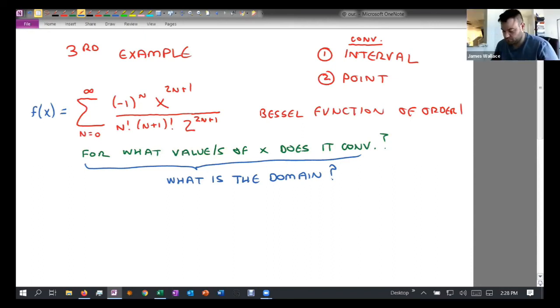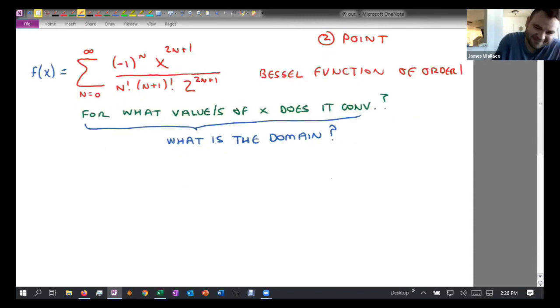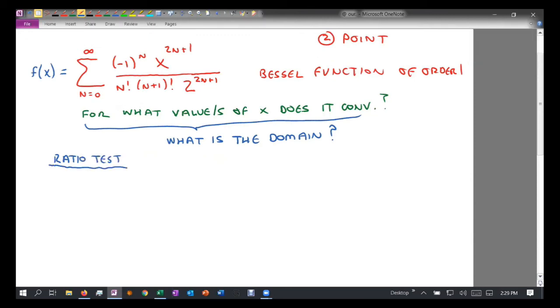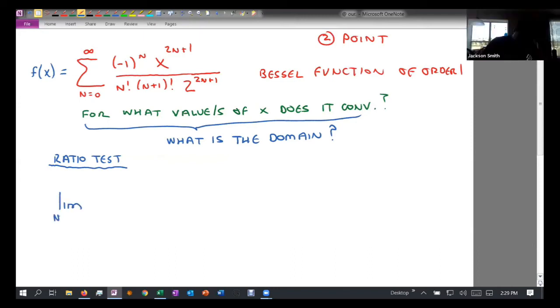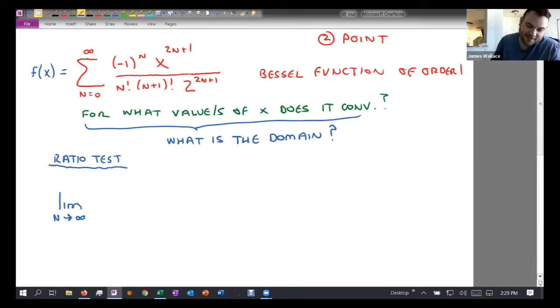What should we use? The almighty ratio test. Let's please use it. Here we go. Ratio test. A quick little head bow, and we proceed. Limit as n goes to infinity.